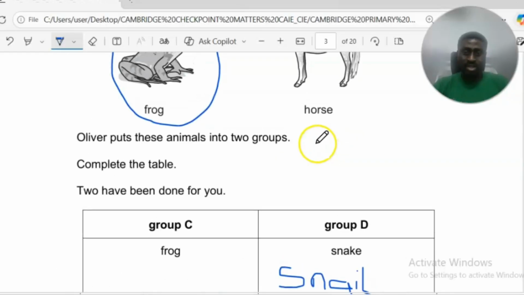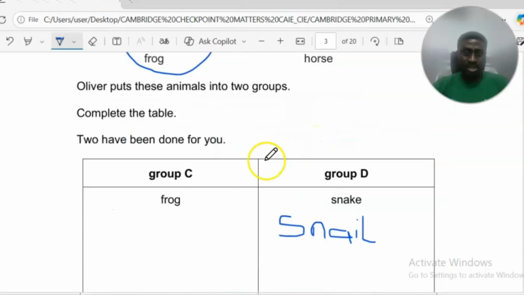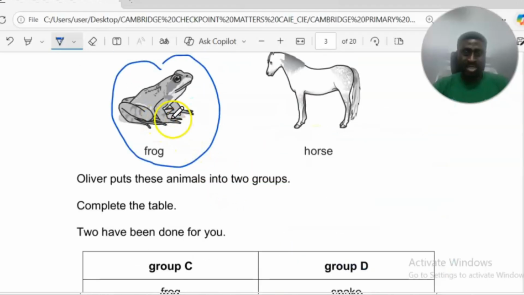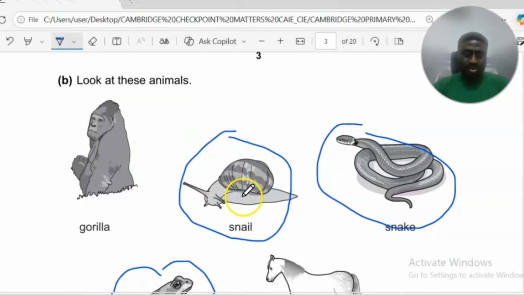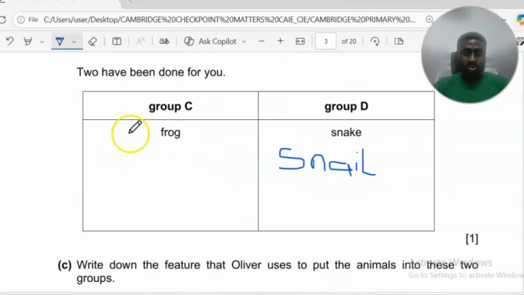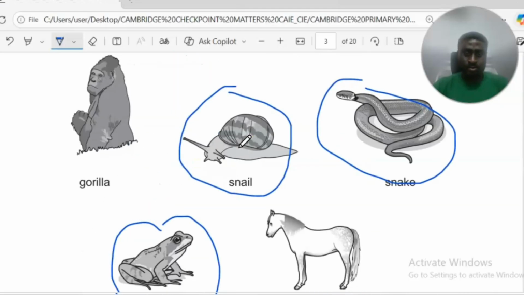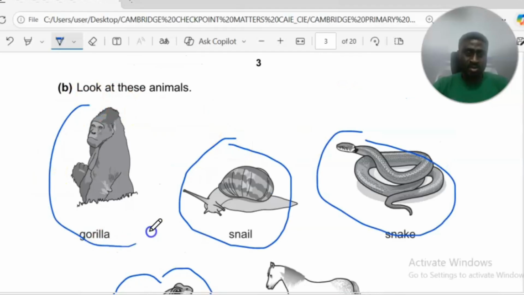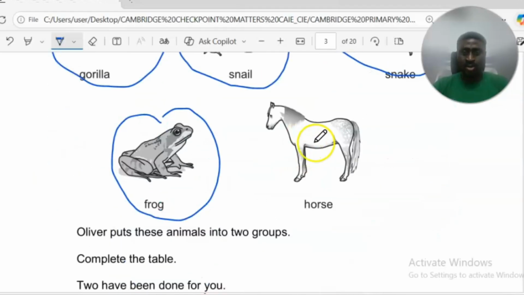Then going back to the diagram, let's look at the frog again. Frog possesses limbs. Then considering animals in this picture that has limbs, the gorilla has got limbs. So I'll place gorilla under group C. Gorilla. Then I'll go back again. Gorilla has been taken. So I'm just doing this so that I will not mix things up.